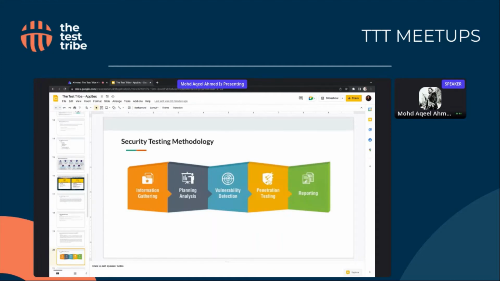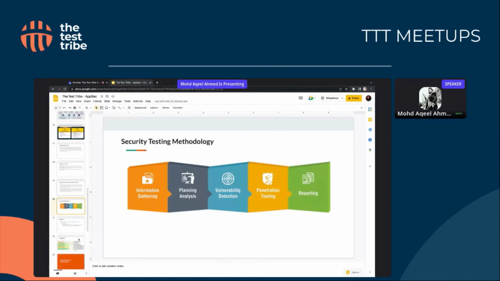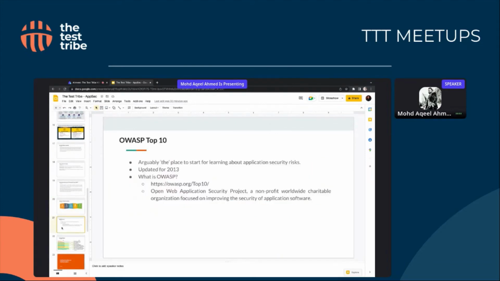In the reporting, we prioritize the findings for companies to fix. There will be severities like low, medium, high, and critical, and there will be bands given from 1 to 10 based on the severity. So this is the methodology that we follow.